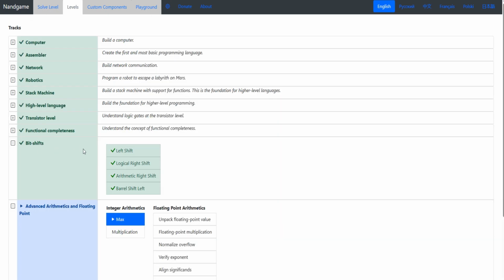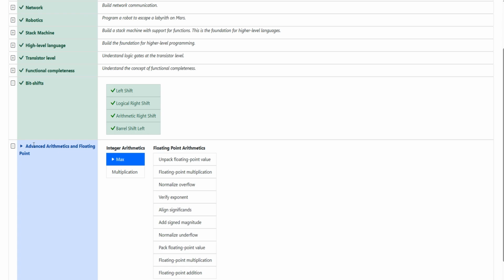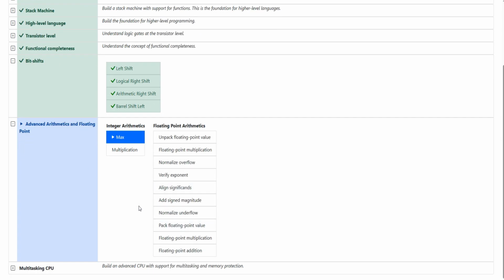And that's bit shifts completed. And that should set us up for this next section in advanced arithmetics and floating points, but we will worry about that next time. See you then.